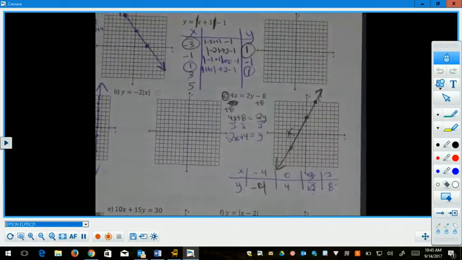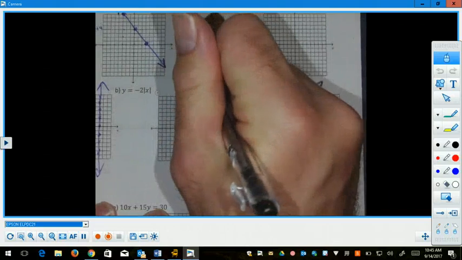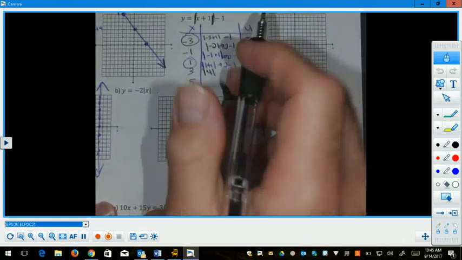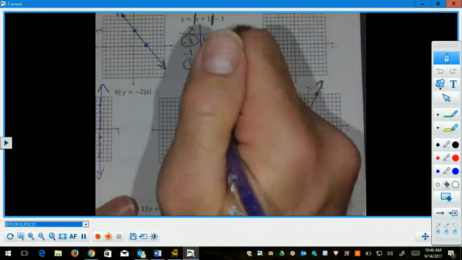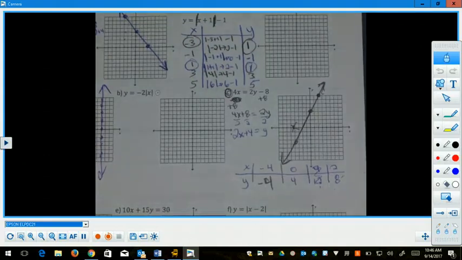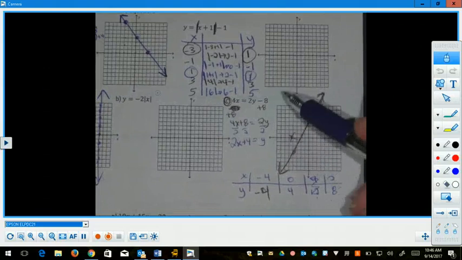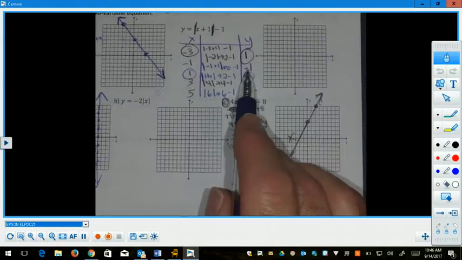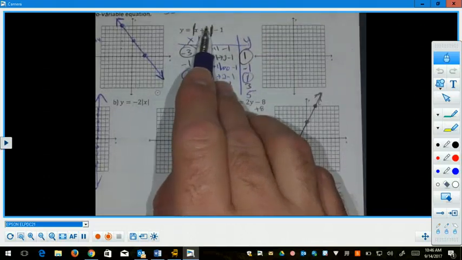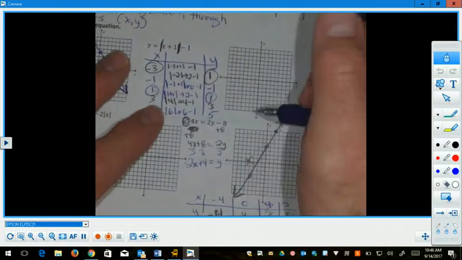So this gives us, let's look at our 3. I've got the absolute value of 3 plus 1. Well, 3 plus 1 is 4. The absolute value of 4 is 4. Minus 1 is 3. And then I've got 5 plus 1, which is 6. The absolute value of 6 is 6. Minus 1 is 5. Don't be confused. You can get negative values for y. That's okay, as long as I do what's inside first, then make that number positive, then subtract 1.